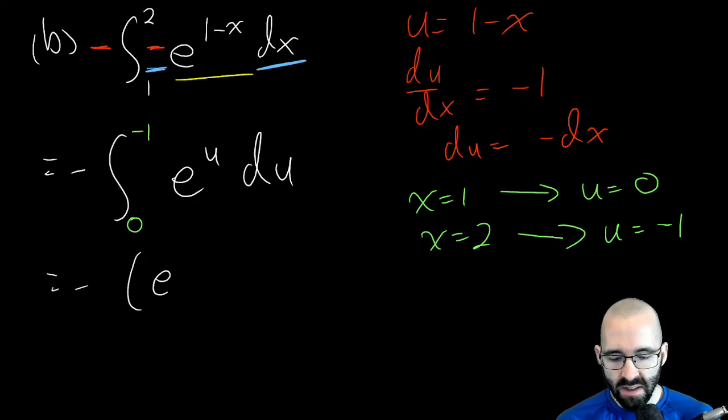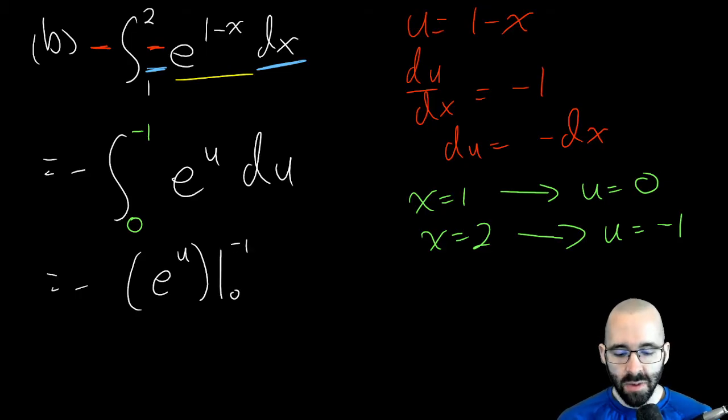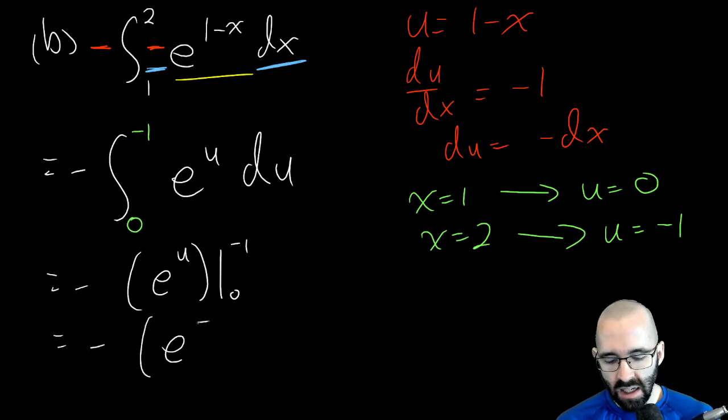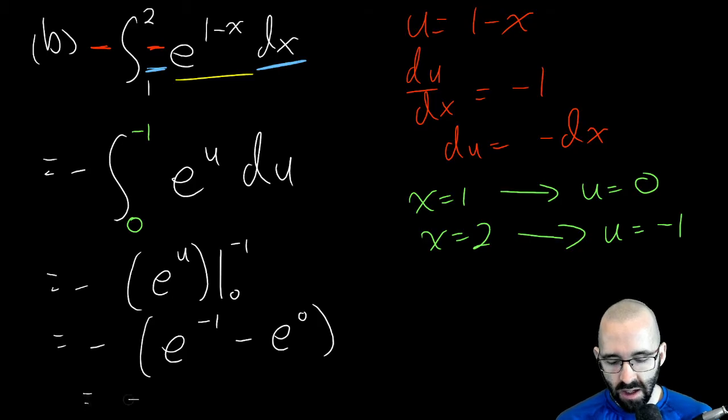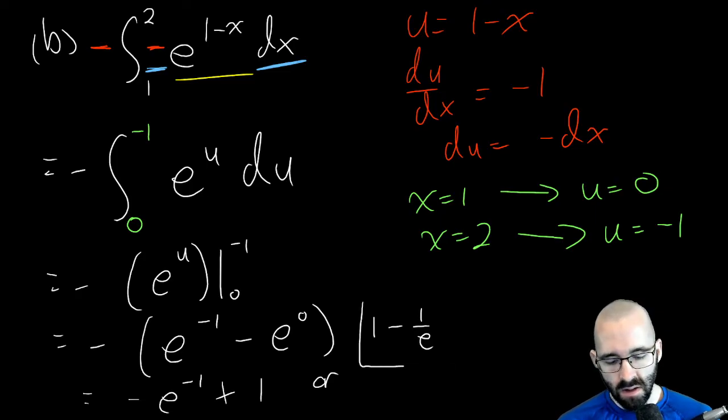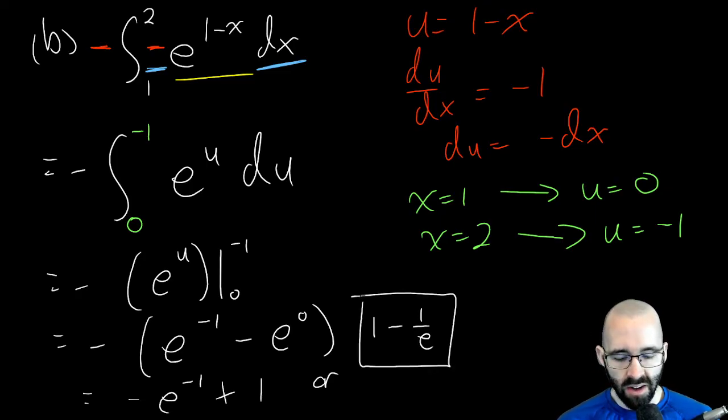Antiderivative of e to the u is itself. And we don't have to substitute back into x because we already updated our limits of integration. So we get e to the negative 1 minus e to the 0. Remember that this is not 0, this is 1. We're going to distribute that negative and get negative e to the negative 1 plus positive 1, or 1 minus 1 over e as our final answer.